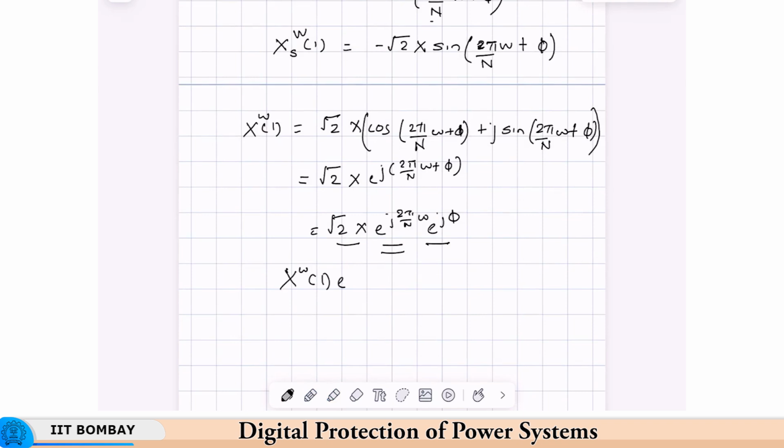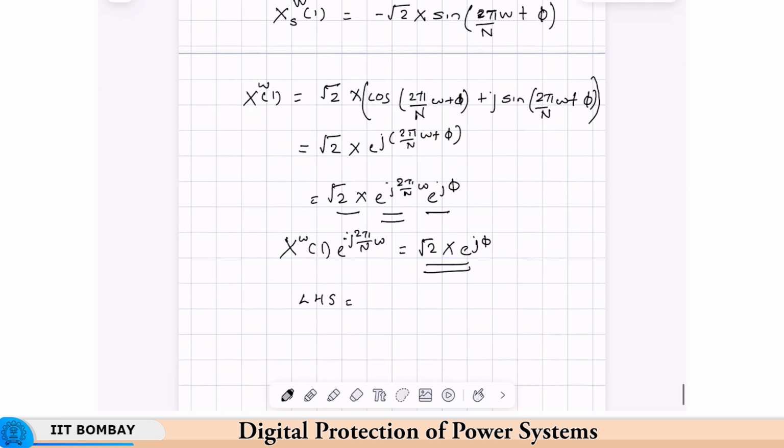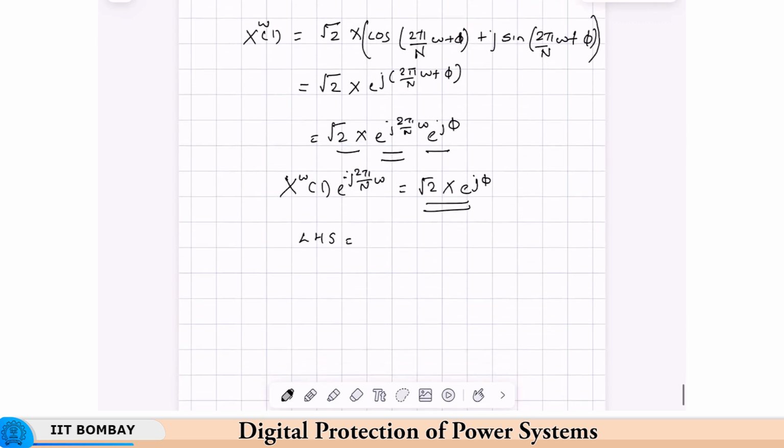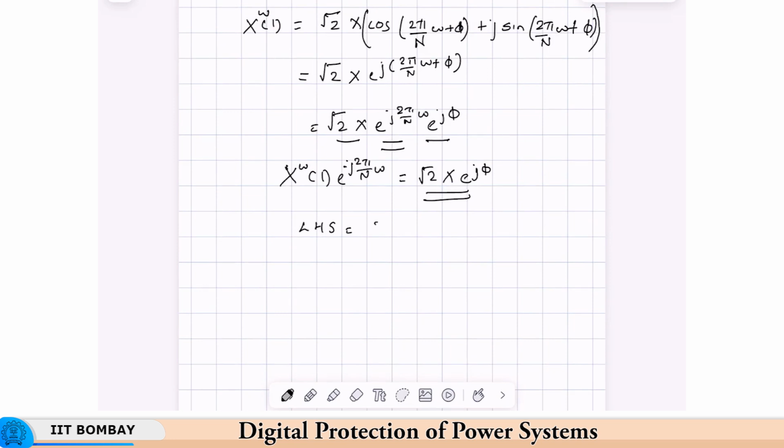We multiply both sides by e raised to minus j 2 pi by n W. So, this is what we want, the RHS is what we want. Okay. So, now what is the LHS here? We will just expand on the LHS and see what happens if we expand this LHS. So, what is the LHS here?